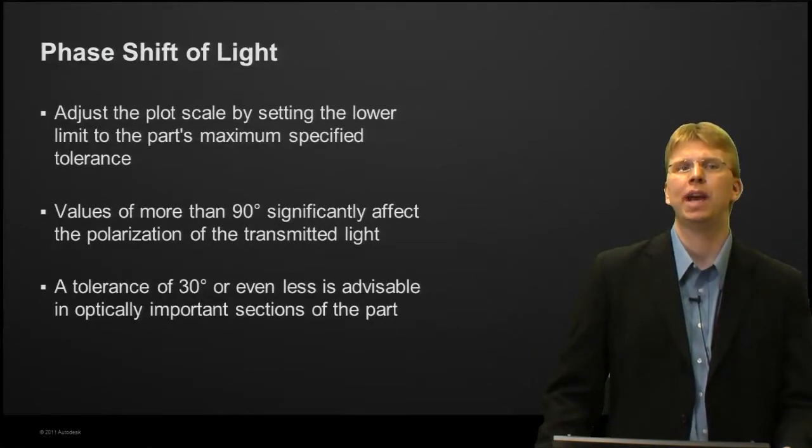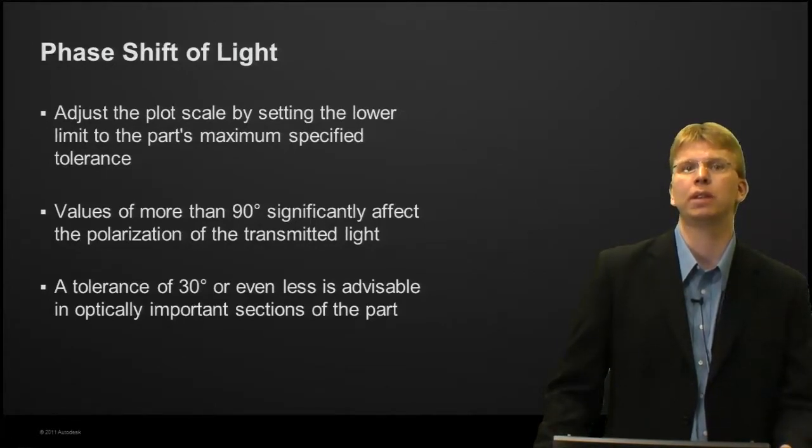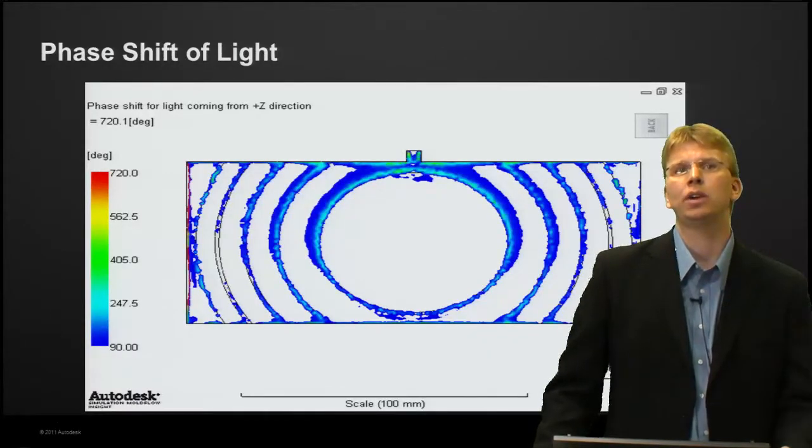Some tips when looking at a phase shift of light plot. Adjust the plot scale by setting the lower limit to the part's maximum specified tolerance. Values of more than 90 degrees significantly affect the polarization of the transmitted light, and sometimes a tolerance of 30 degrees or even less is advisable if the part is optically important. So let's take a look at what the phase shift of light looks like inside of the software.